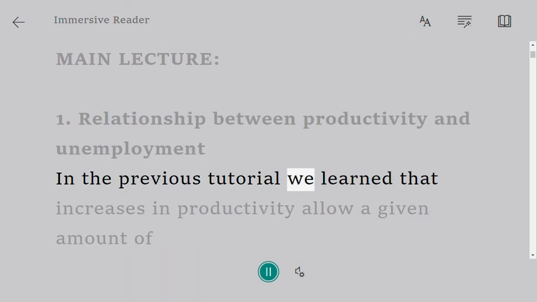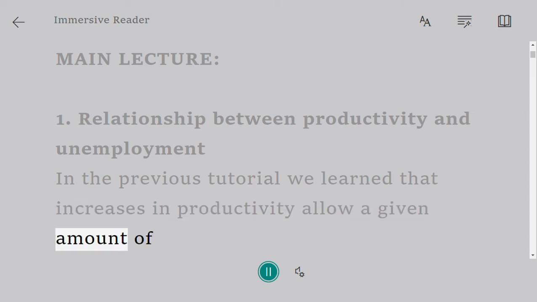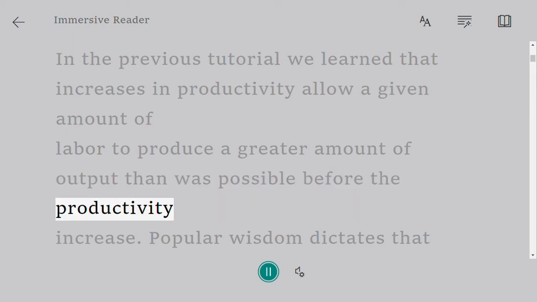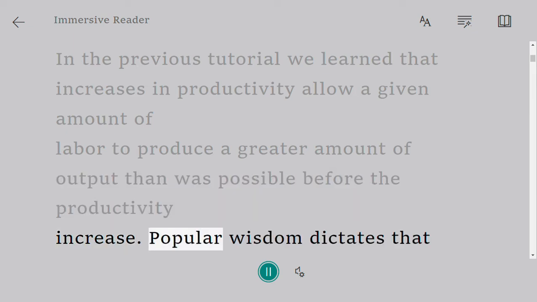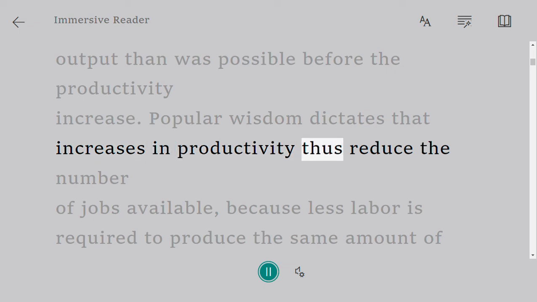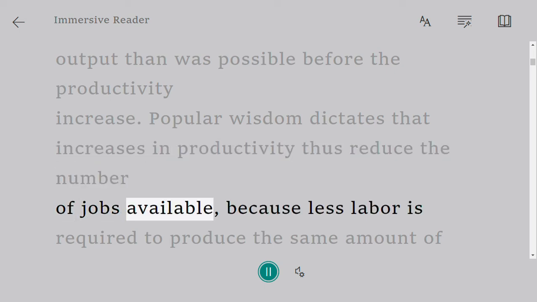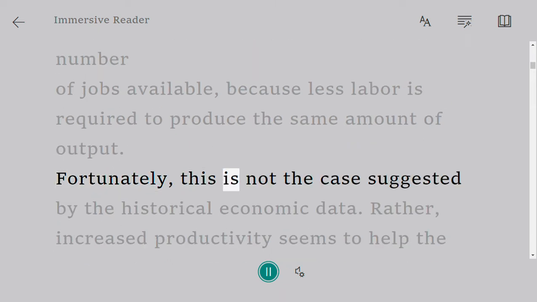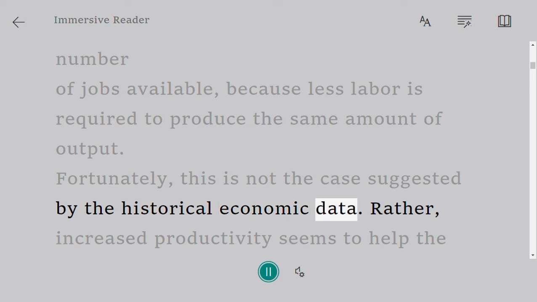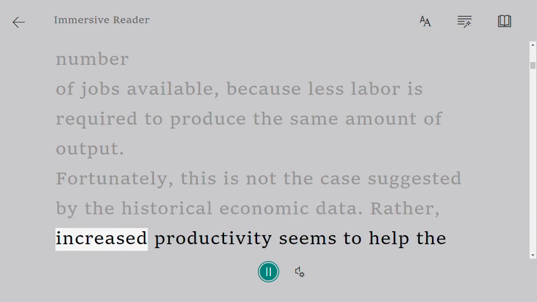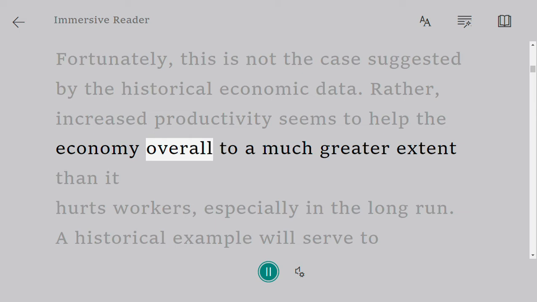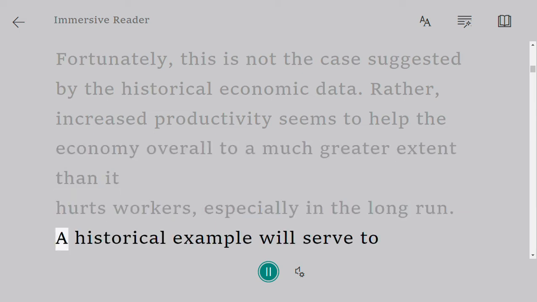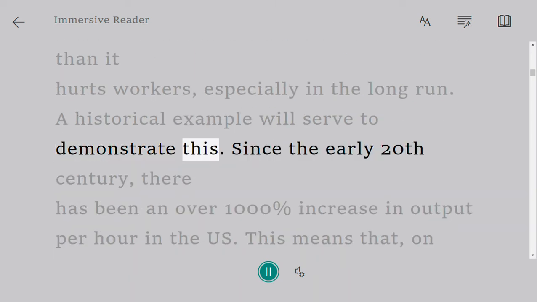In the previous tutorial we learned that increases in productivity allow a given amount of labor to produce a greater amount of output than was possible before the productivity increase. Popular wisdom dictates that increases in productivity thus reduce the number of jobs available, because less labor is required to produce the same amount of output. Fortunately, this is not the case suggested by the historical economic data. Rather, increased productivity seems to help the economy overall to a much greater extent than it hurts workers, especially in the long run. A historical example will serve to demonstrate this.